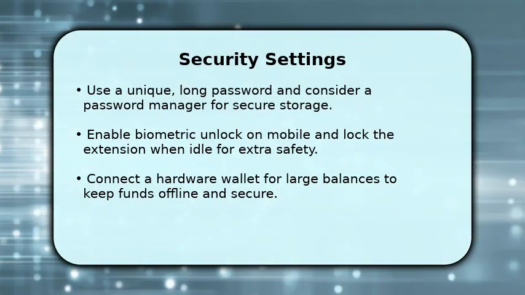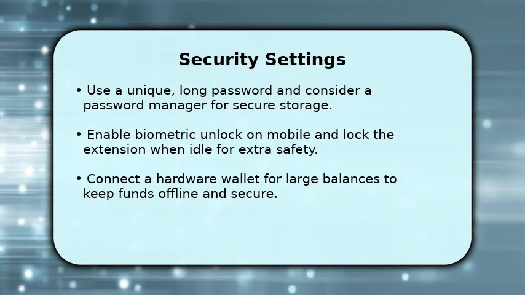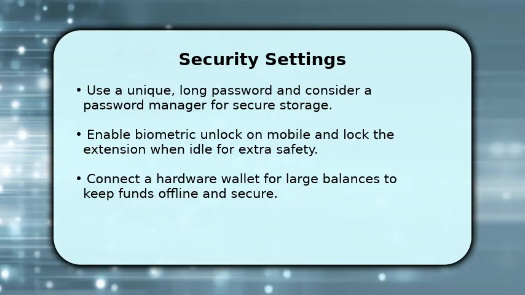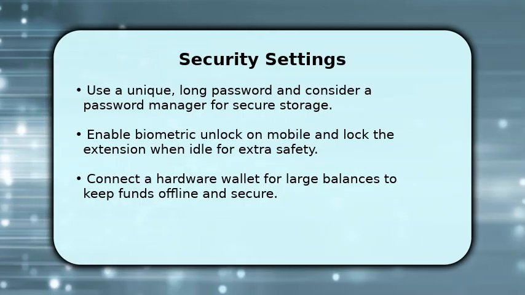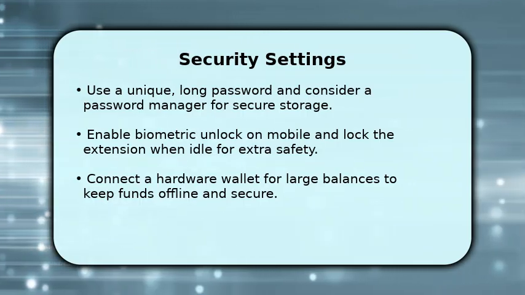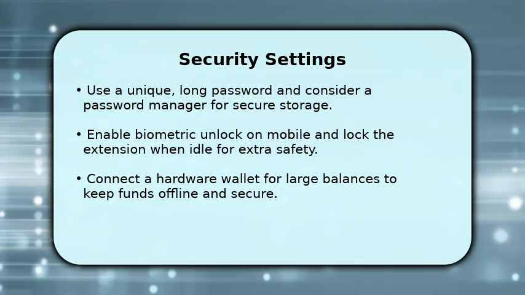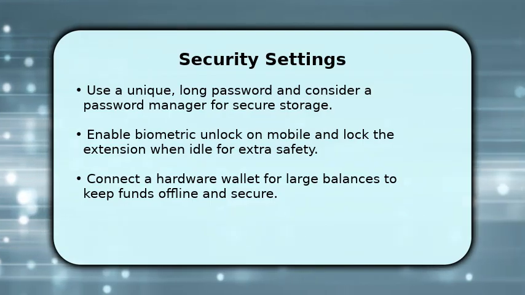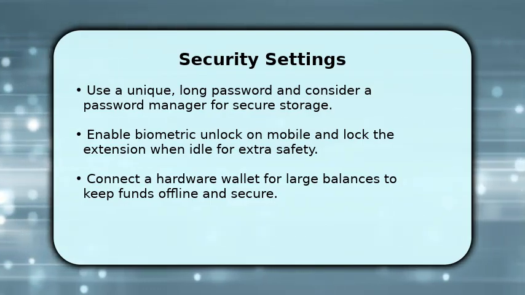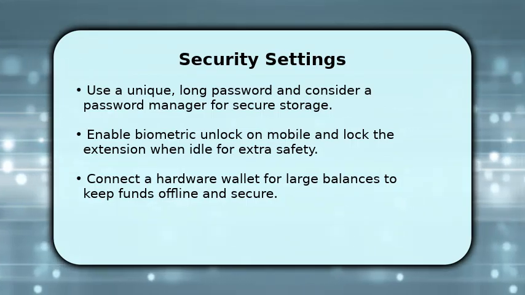Now we'll set up security and settings for your MetaMask account. Create a password that is unique and long enough to resist guessing. Enable biometric unlock if on mobile and lock the extension when idle. Review permissions for dApps before connecting and use a hardware wallet for large balances. Add custom networks like Polygon or Binance Smart Chain carefully using RPC details. Regularly update the extension for security patches frequently.